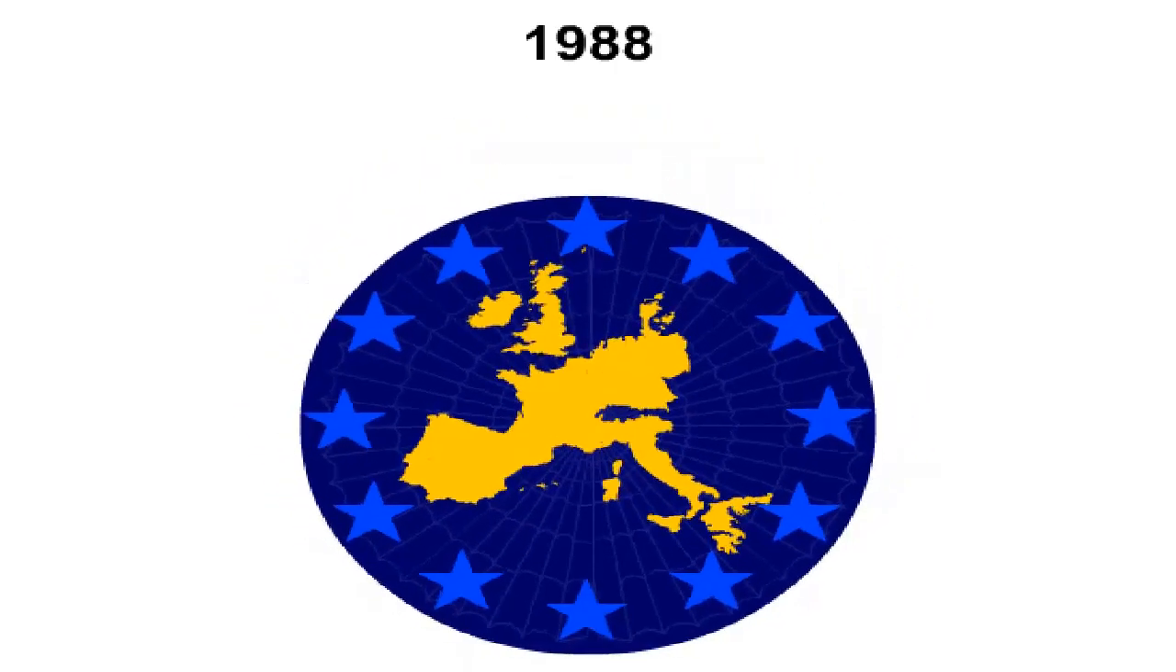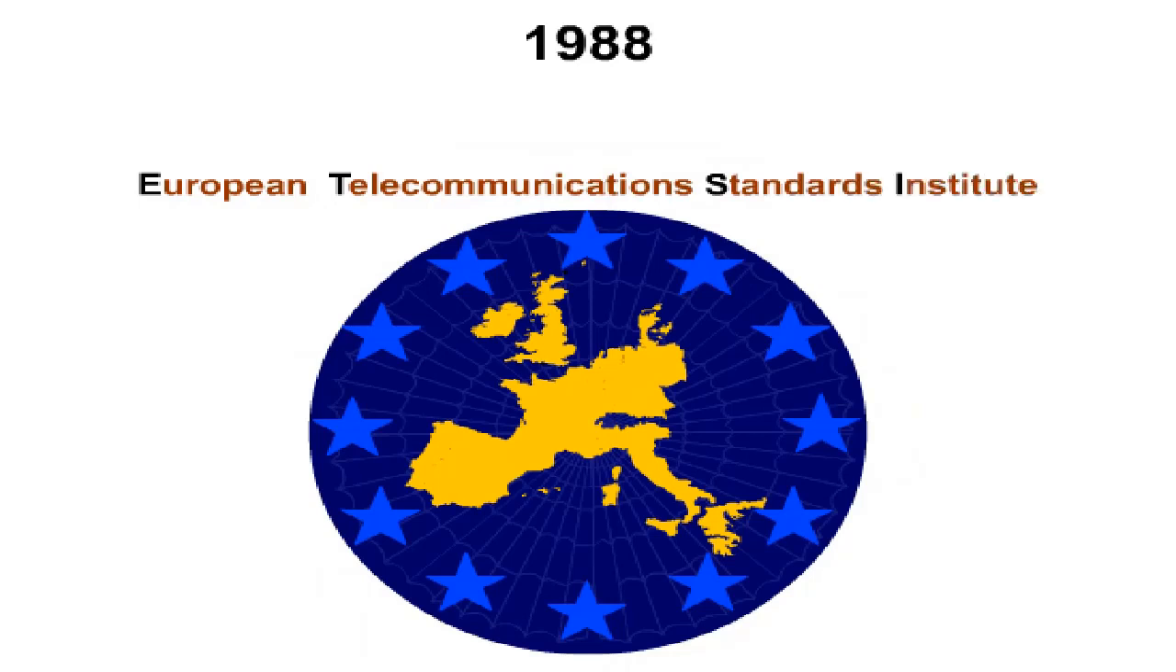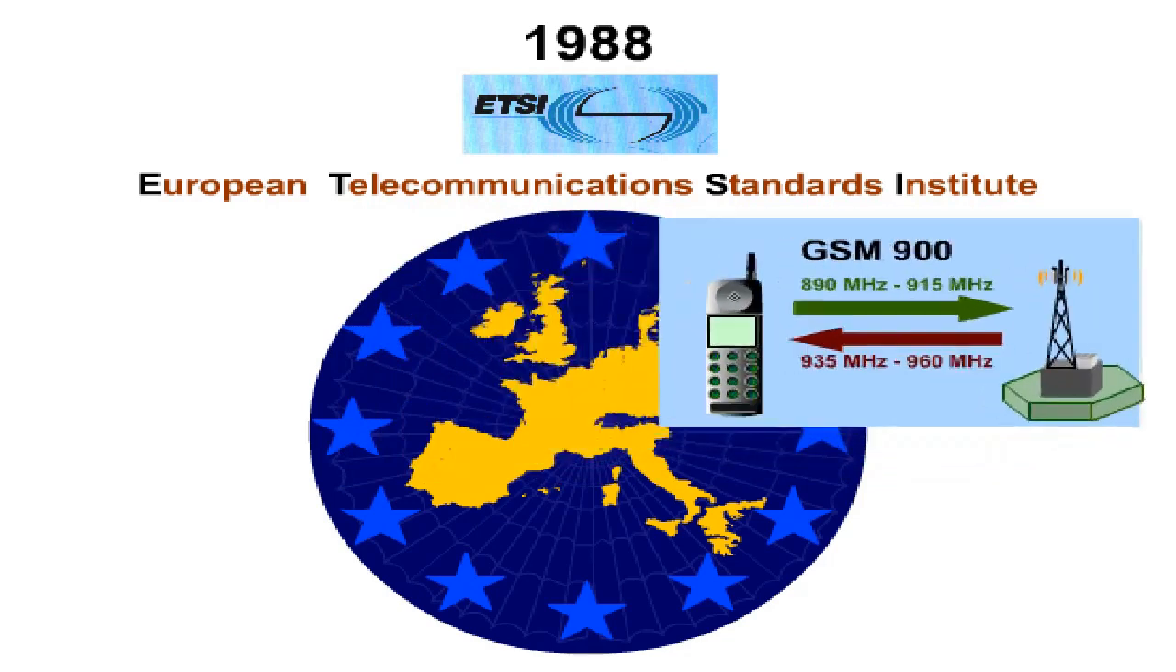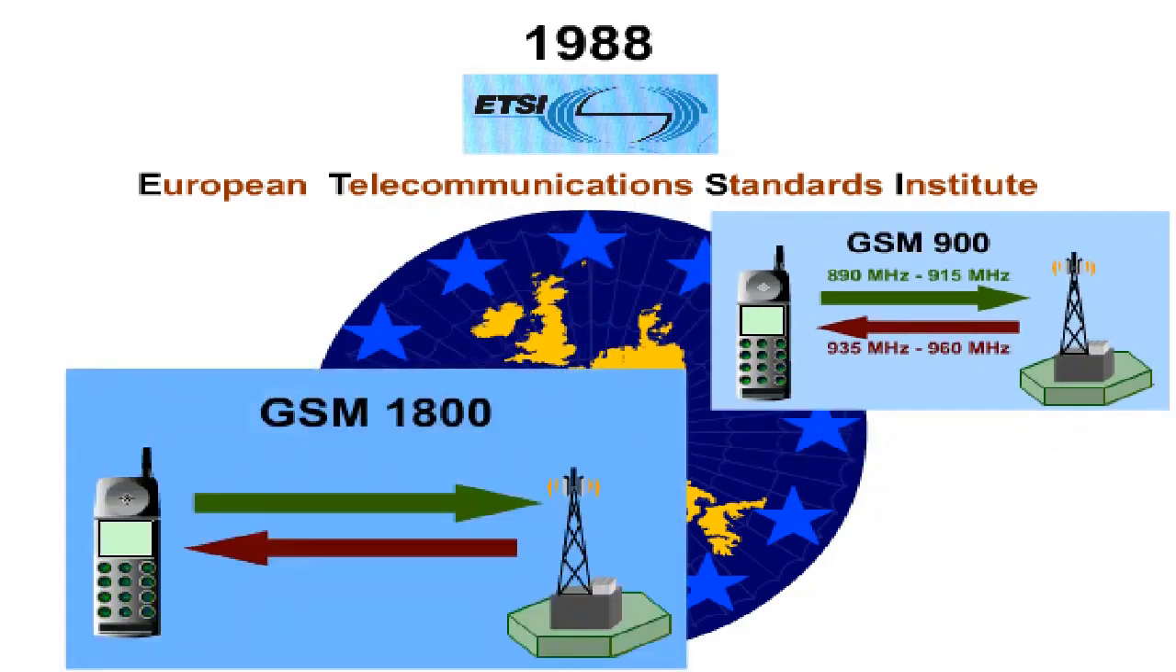In 1988, the European Telecommunication Standards Institute, ETSI, was founded. Its task was to work out the GSM standard for a digital radio telephone network. In the GSM 900 standard, the frequency range between 890 and 915 MHz was assigned to the uplink, and the range between 935 and 960 MHz was assigned to the downlink. In GSM 1800, the frequency ranges 1710 to 1785 MHz were added in the uplink, and 1805 to 1880 MHz in the downlink.